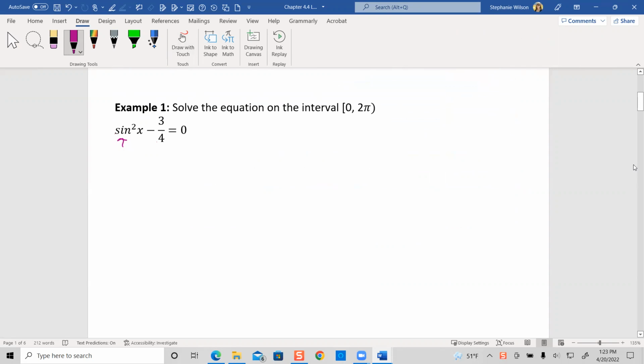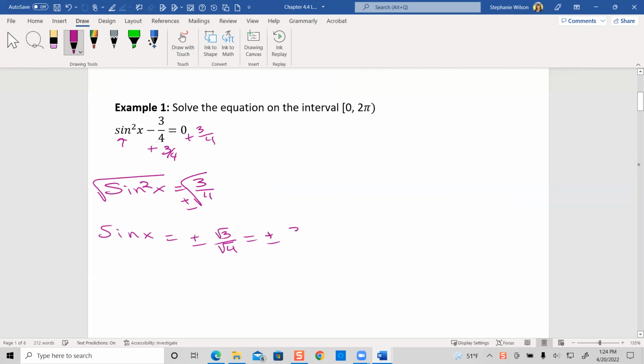by itself. So what I notice, I have a minus 3/4 here, so I'm going to add 3/4 to both sides. Now that I've done that, I got sine squared x is equal to 3/4. All right, in order to undo that square, it means we need to take the square root of both sides, and square root is even, so we get a plus or minus. So now I got sine x is equal to plus or minus square root of 3 over square root of 4. I just want to clean that up. It's plus or minus square root of 3 halves.